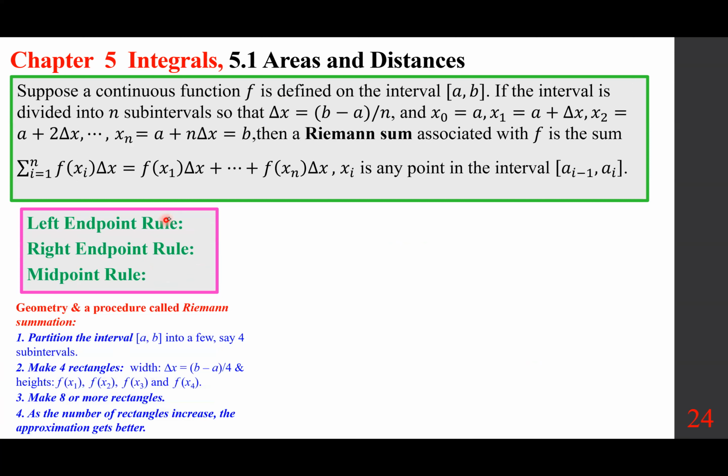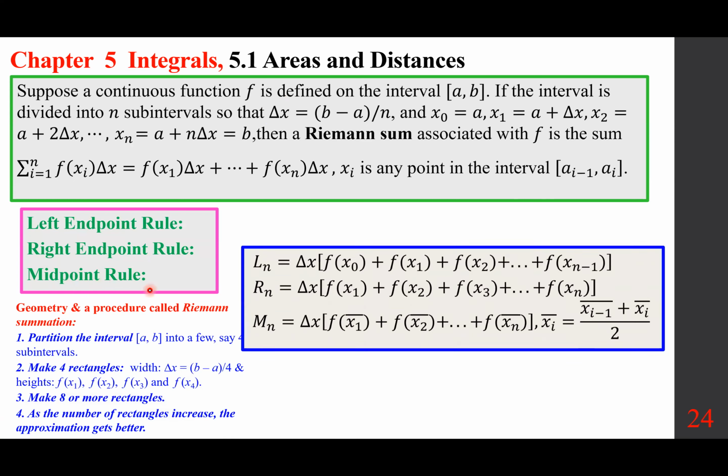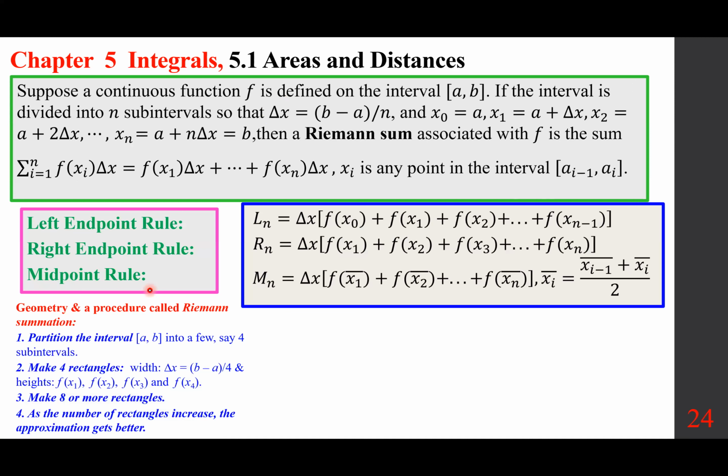Now, left endpoint rule, right endpoint rule, and midpoint rule. L for left, R for right, M for midpoint. Delta x times f of x sub 0 all the way to n minus 1, or x sub 1 to x sub n, and this is the midpoint. Again, I'll make it nice and easy with a simple example in a moment. Conceptually it is really very simple.